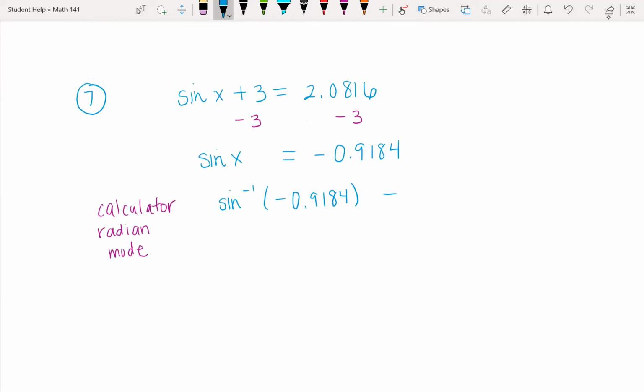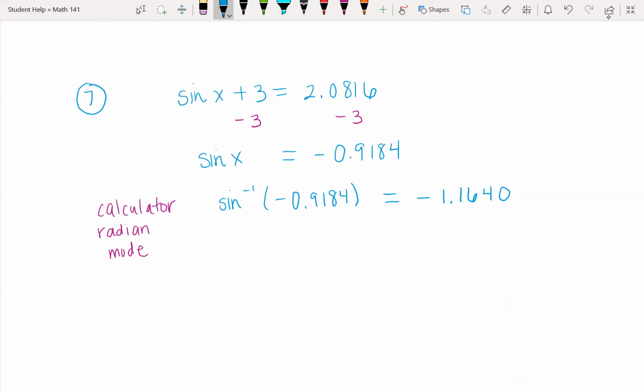And what does this give us? We're plugging in the value of the sine, and it's going to give us back the angle that's associated with that. So sine inverse of negative 0.9184, and I am getting negative 1.1640. I guess I'll go to 4 decimals.